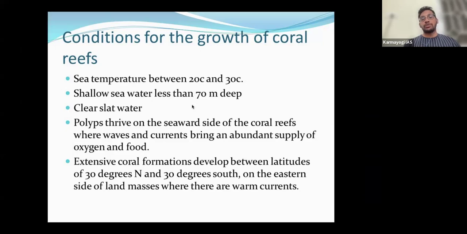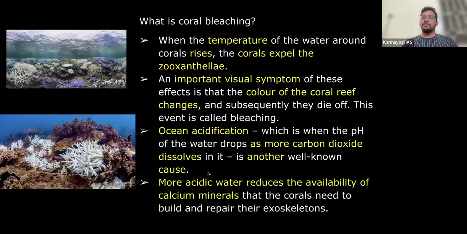Also, they need shallow seawater, right? Less than 70 meters deep. It should not be deeper waters. If you keep going into the deeper parts of the ocean, you will not see the corals. Only in shallow waters are they found, right? And then clear salt water, it should not have any sediments, right? And they thrive on the seaward side, right? The depth should be under 70 meters, but they thrive on the seaward side rather than the landward side. So this is also one important condition. So these are some important conditions where corals will sustain.